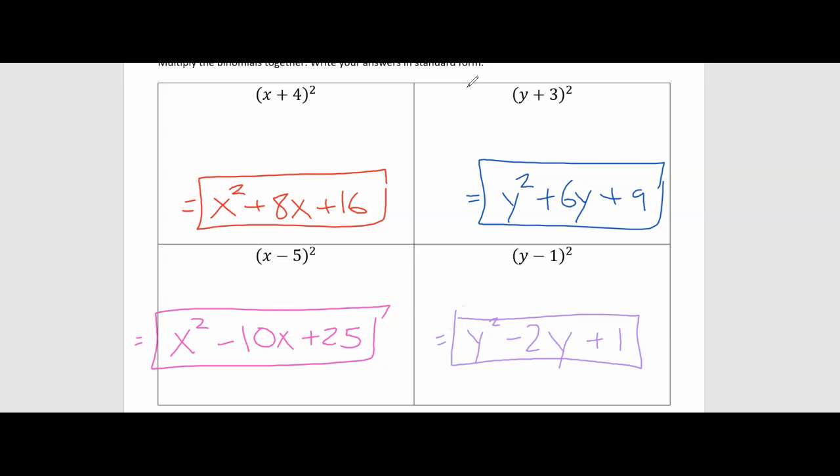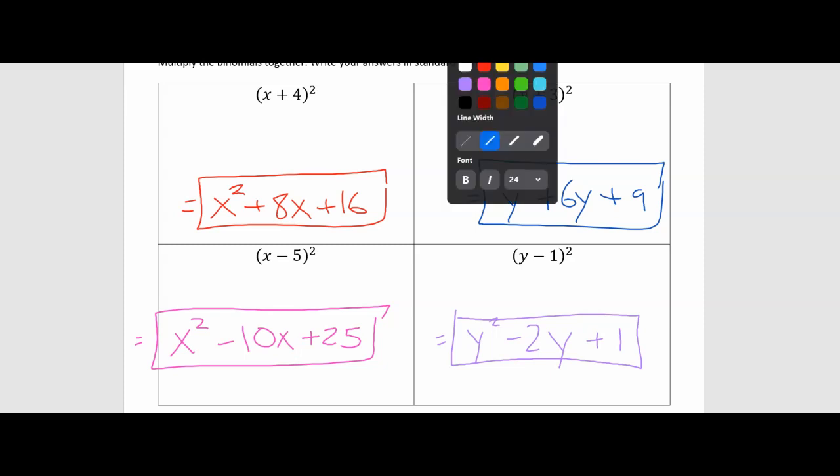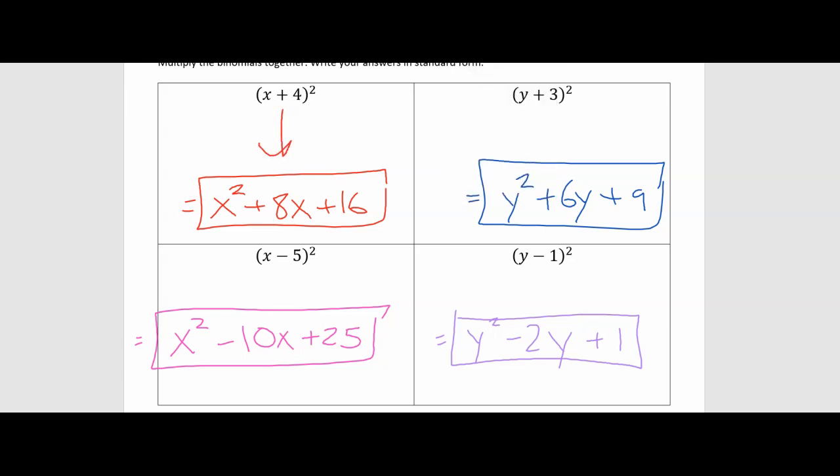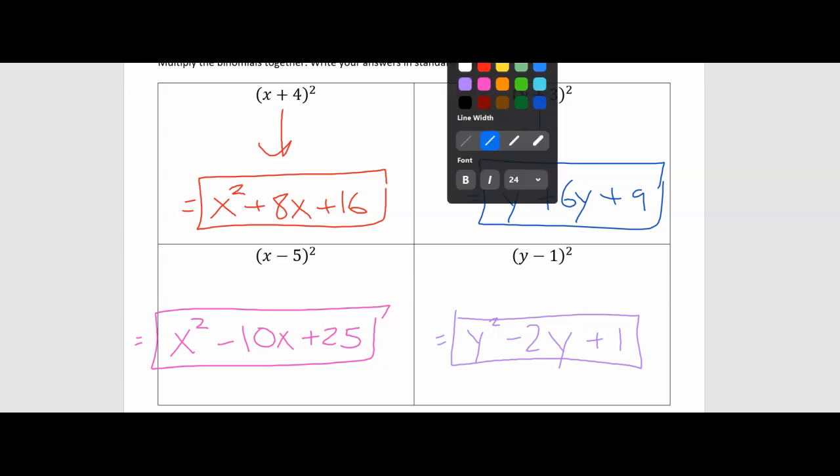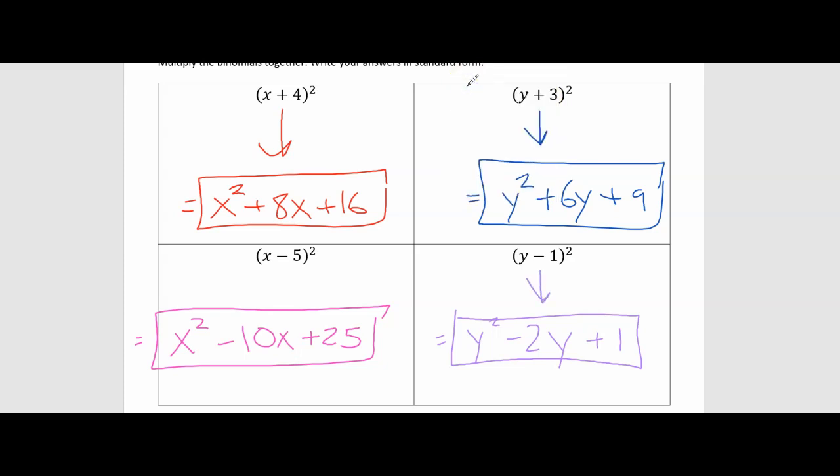Okay, so again, you had a bunch of work in between. I just wrote down the answers. But do we think there's a shortcut to go from what we start with to what we end with? Well, if I just look at this pink example, if I square x, that's going to give me x squared. And if I square negative 5, that's going to give me positive 25, right? Negative 5 squared gives me positive 25.